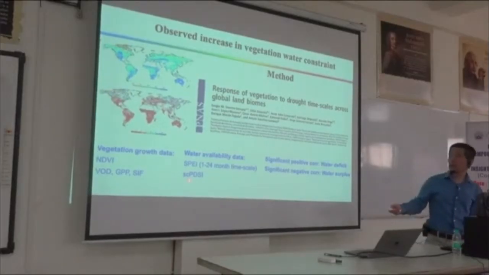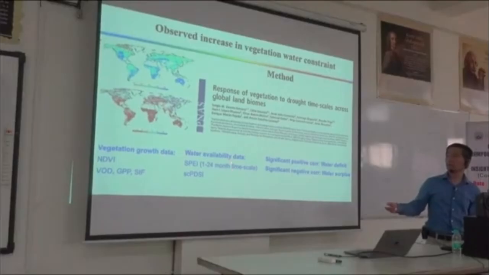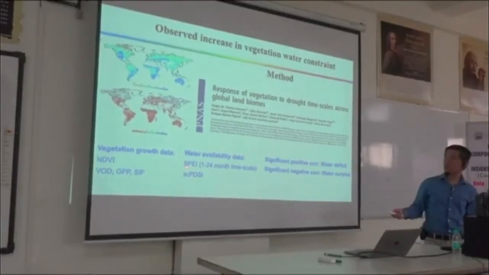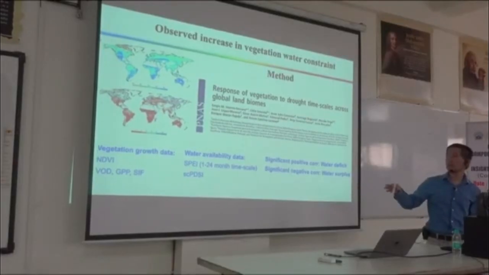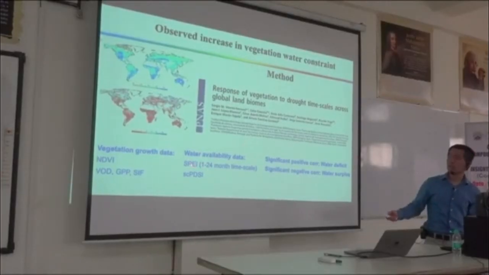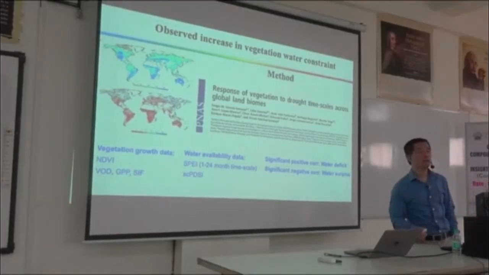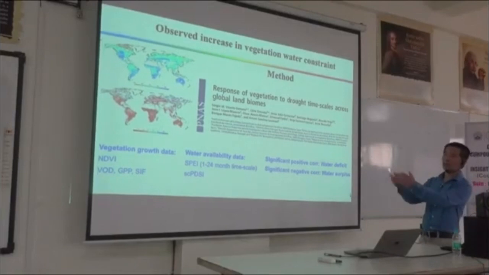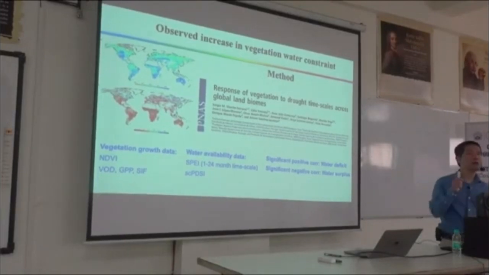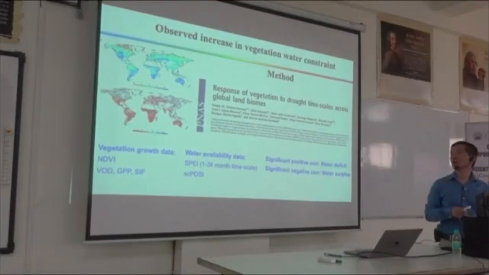And then we can use vegetation water availability data. One we use is SPI. People use it as a drought index, but it's actually more commonly used as a vegetation water availability index. Higher number means more water, lower number means less water. So same as the PDSI. So what we did is we make a correlation between these two, right? We look at whether you have a positive correlation or negative correlation.